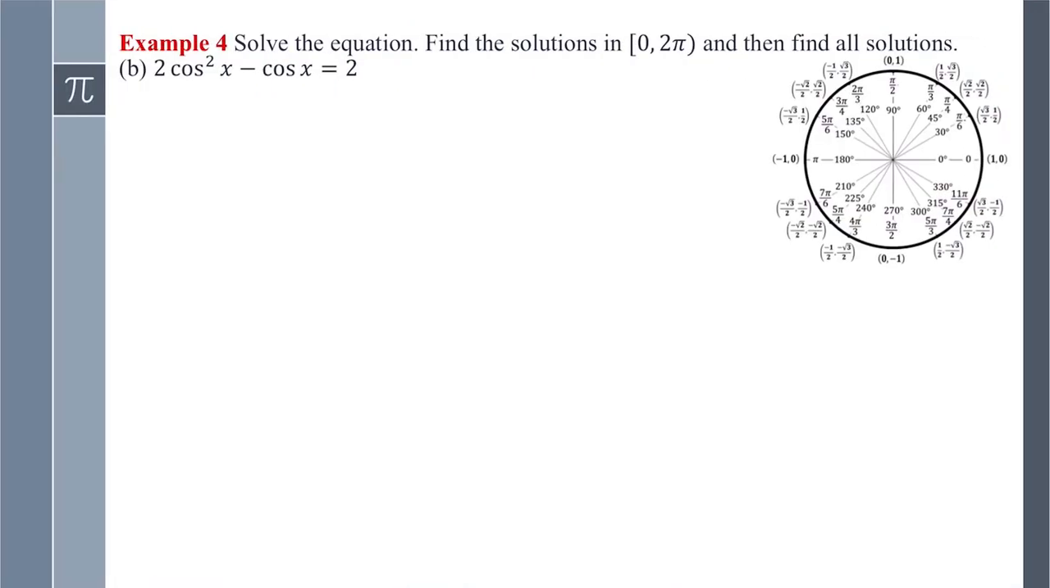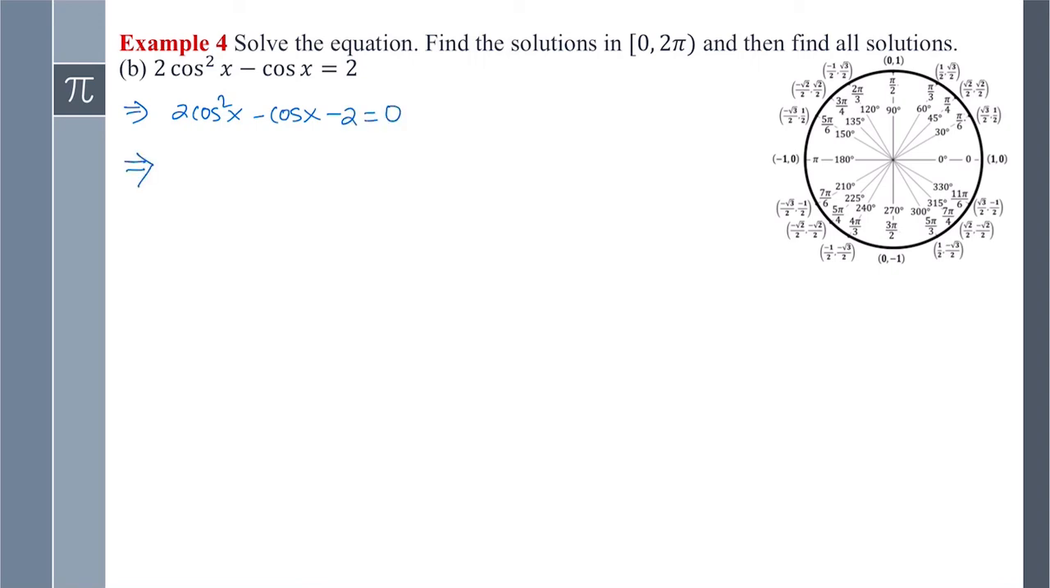So let's look at one more question for this video. Similarly, just like the previous question, we have a quadratic equation here. We have 2 cosine squared x and we have cosine x, and then we have 2 on the other side. So first, let's move that 2 to the left hand side and rewrite this equation as 2 cosine squared x minus cosine x minus 2 equals 0.